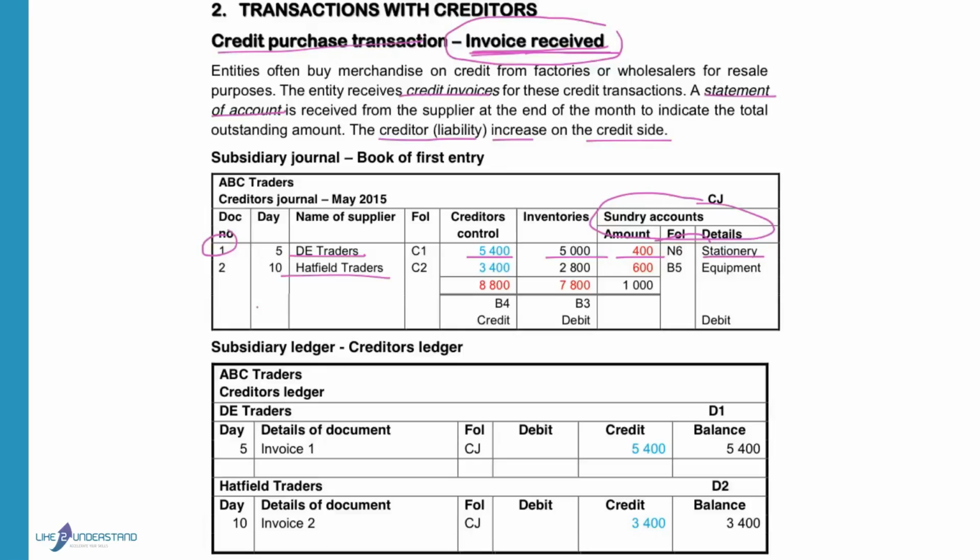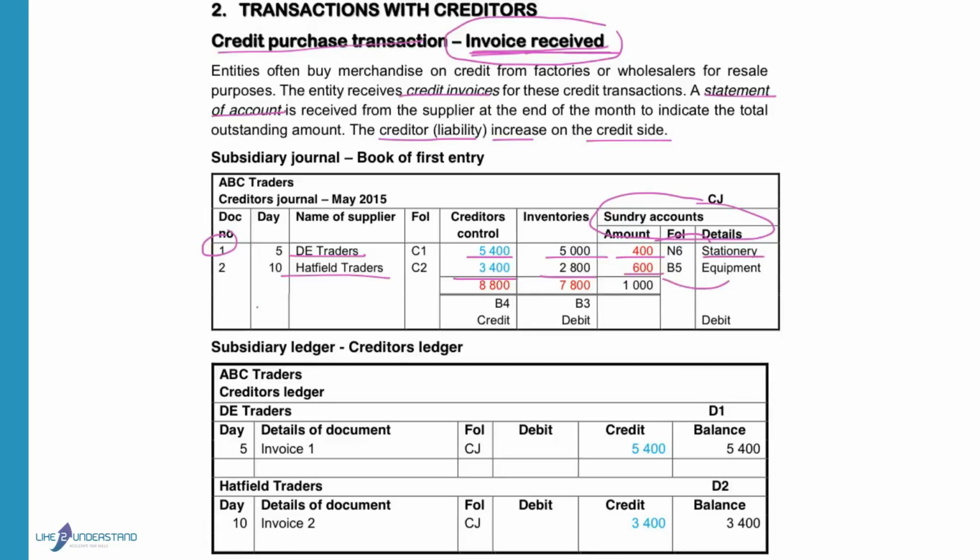Hatfield Traders, we bought a total of 3,400. So we show the total in the creditor's control because that is the total amount that we owe them. Then we split it and we say we bought inventory for 2,800 and we bought equipment for 600. Again, the figure is there, so they must have the account to which it will be posted.